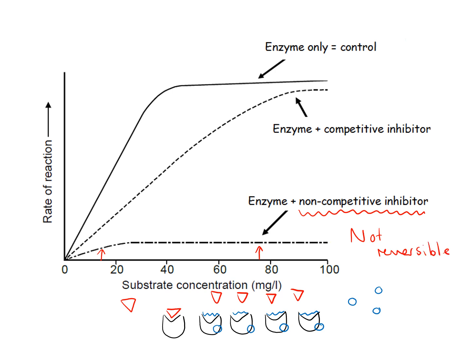Whereas your competitive inhibitor, as we add more substrates, they're able to outcompete that competitive inhibitor. They're able to bind to more active sites, and therefore we say that we can reverse the effect of that competitive inhibitor.